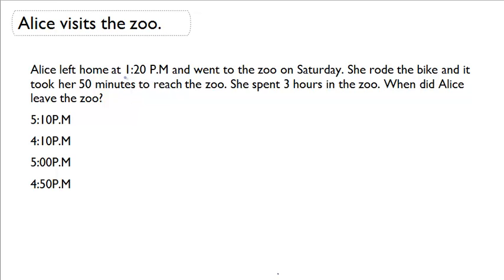In this problem, Alice is riding her bike to the zoo. She left home at 1:20 p.m. and she rode her bike for 50 minutes to reach the zoo, at which point she spent 3 hours in the zoo. When did Alice leave the zoo?